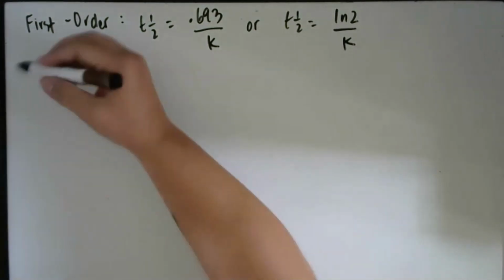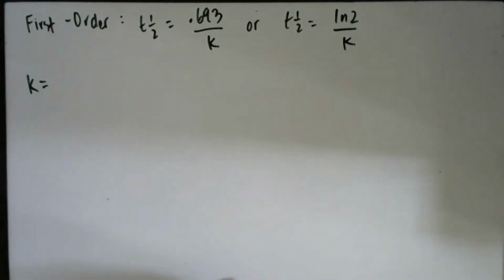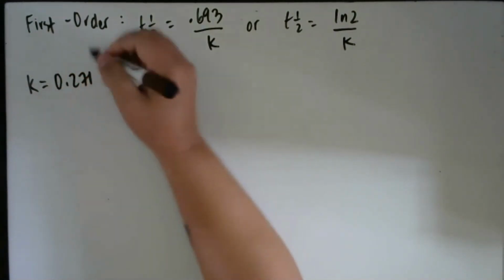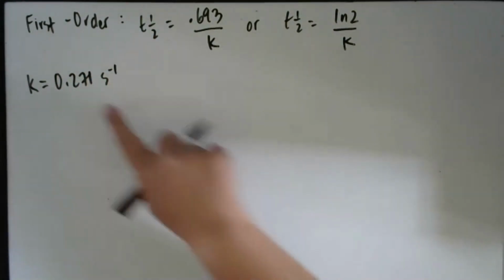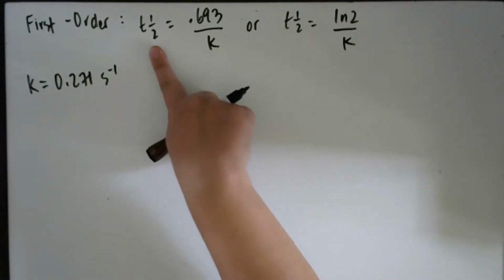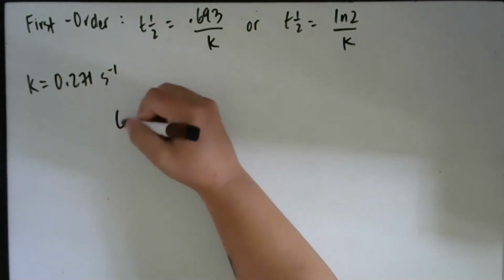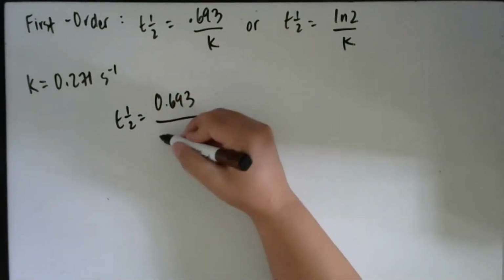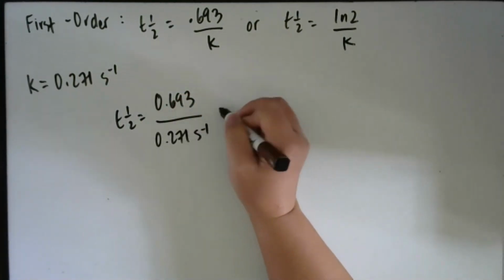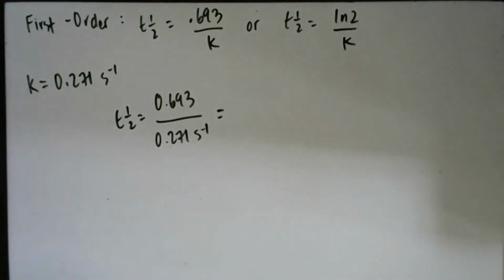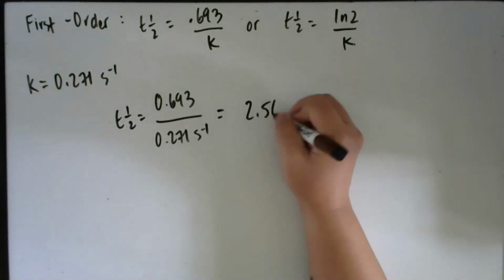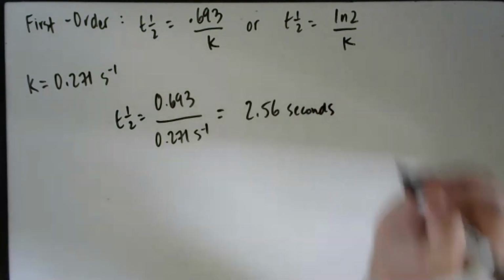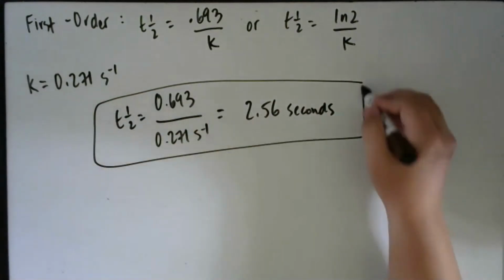But notice that they told us the K value in the first part of the question. They said that your rate constant is 0.271 inverse seconds. So they told us K. All we have to do is solve for the half-life. Extremely straightforward. So in this case, T1/2 is going to be 0.693 divided by 0.271 inverse seconds, and we're going to end up with a half-life of 2.56 seconds.